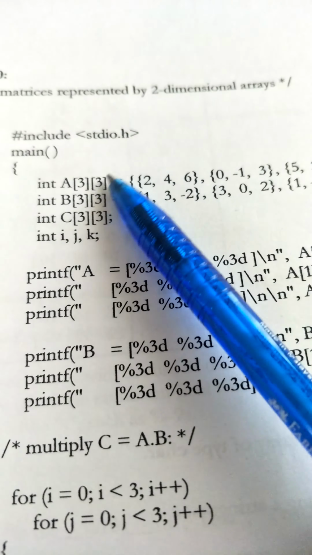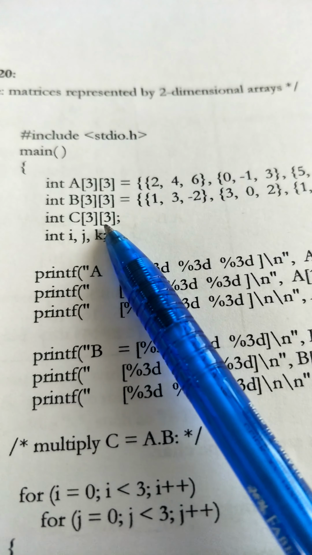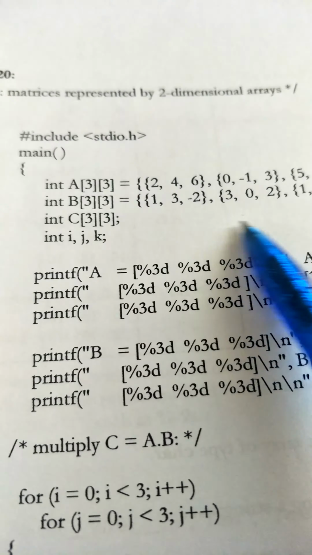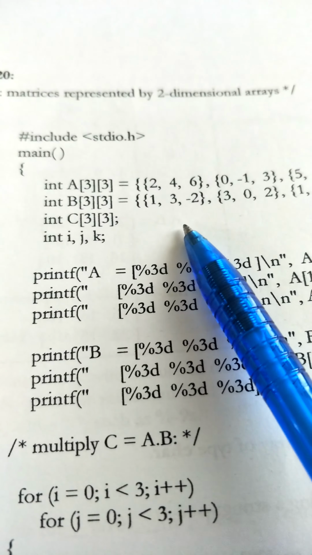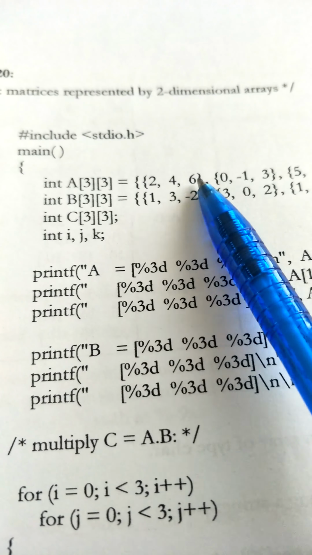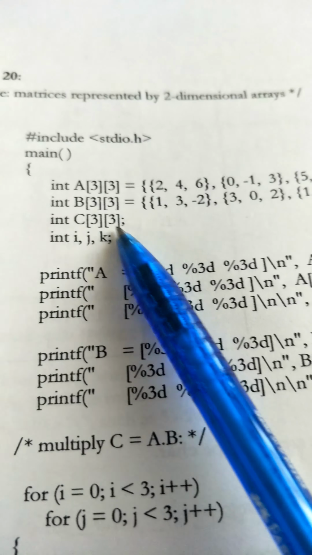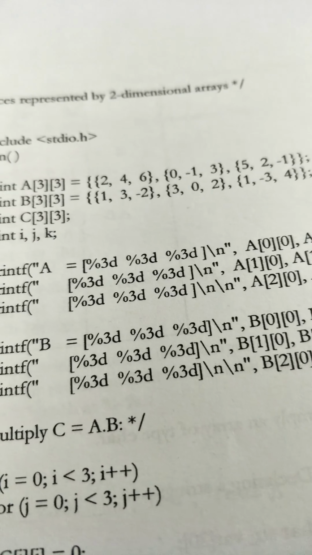Now if you go to another example, in this example, the matrix is represented by a two-dimensional array. So we have matrix A 3 by 3, matrix B 3 by 3, and matrix C 3 by 3. Matrix C, we don't have the initial value here. Why? Because we want to do some manipulation on A and B, and then we store the value into C. So C has no initial value, but A and B, of course, we have the initial value.